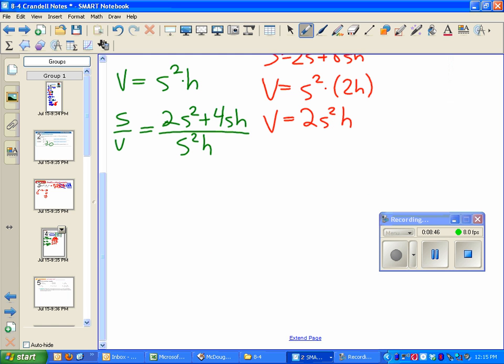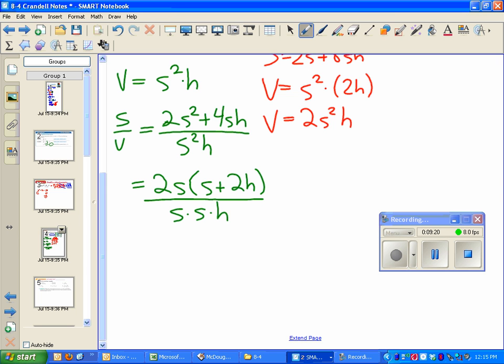Now it's a plus sign, so I can't cross out the S squareds or the H, but I could create some multiplication. So is there a common factor between 2S squared and 4SH? 2S, good job, right? So if I factor out 2S, I'm going to get S plus 2H. Okay. And then I've got S.